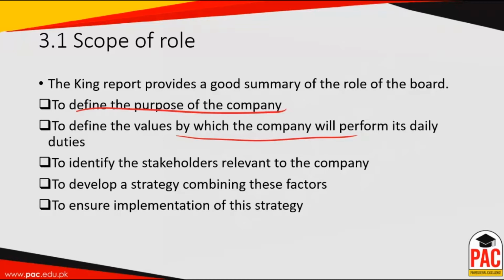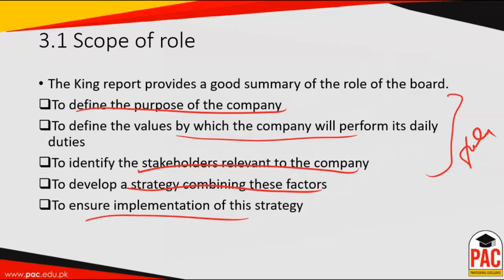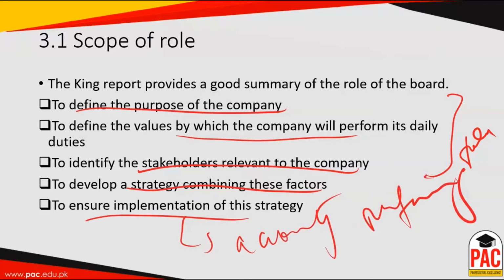Thirdly, to identify the stakeholders who are relevant to the company, which is quite a common thing, because stakeholders are usually automatically identified. All the persons connected with the company are the stakeholders. Then, develop a strategy to combine the interests of all these factors we have considered, and to ensure the implementation later on by having accountability of those charged with governance and performance of the operations.